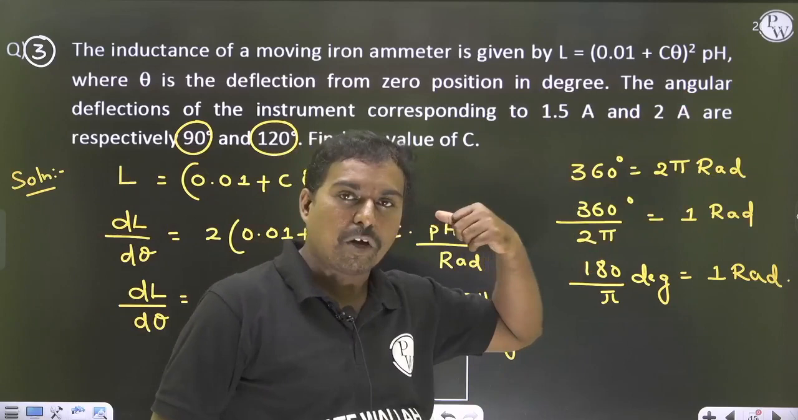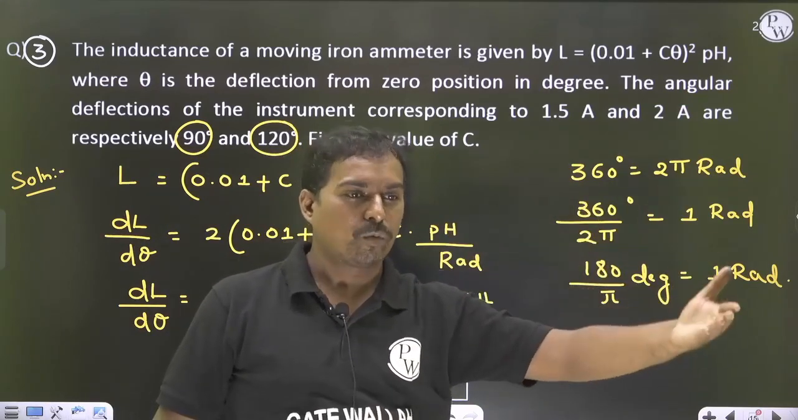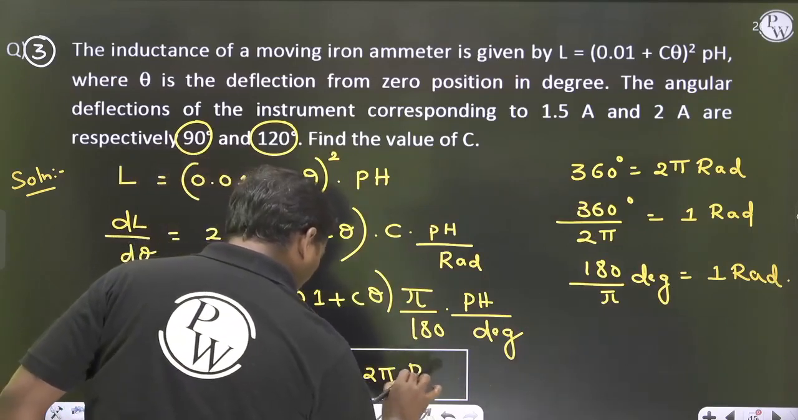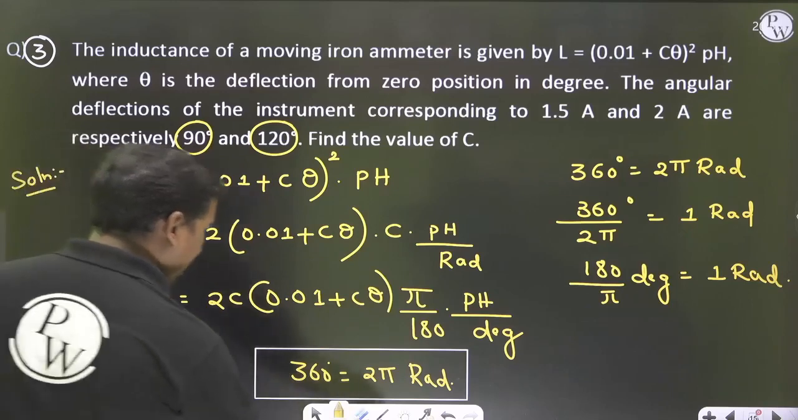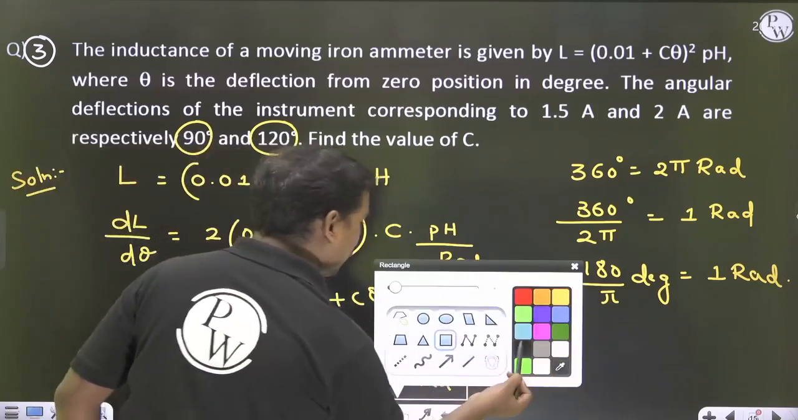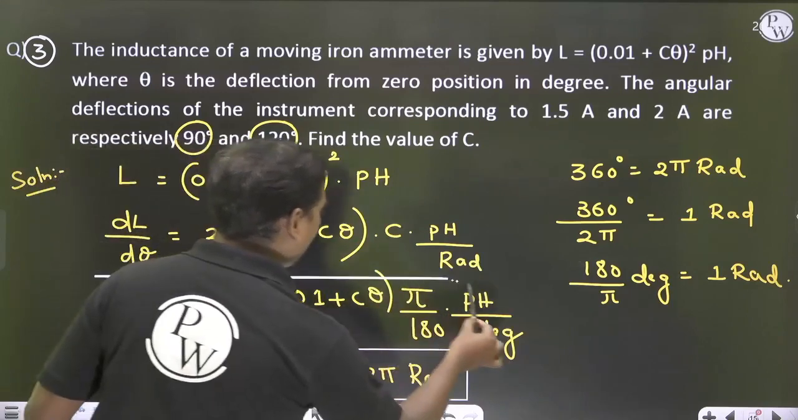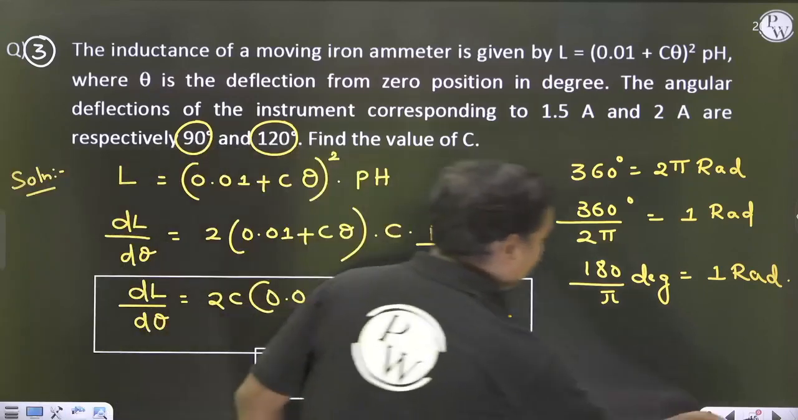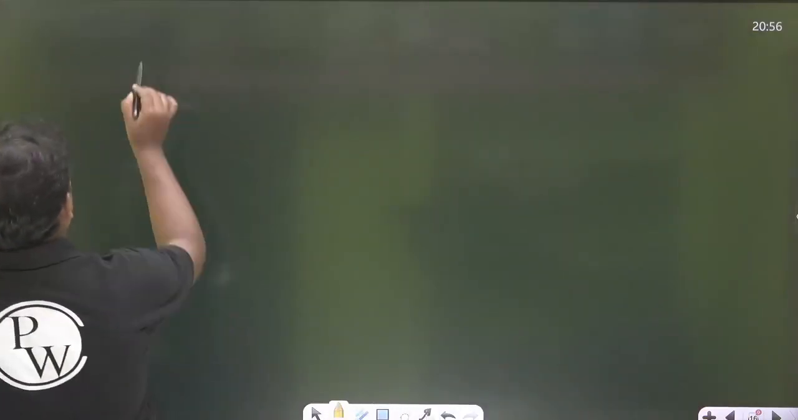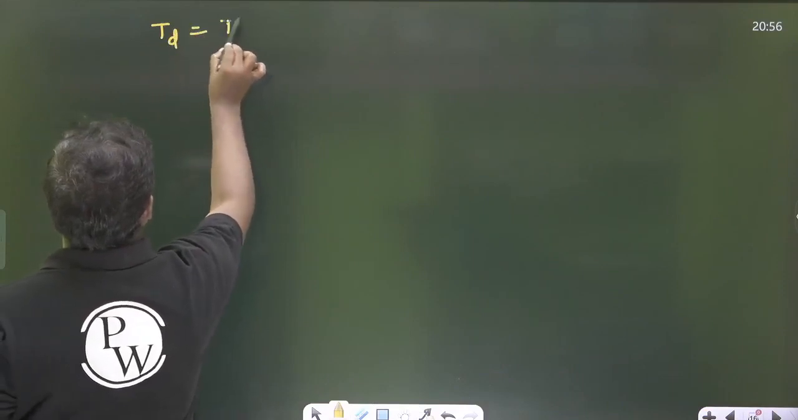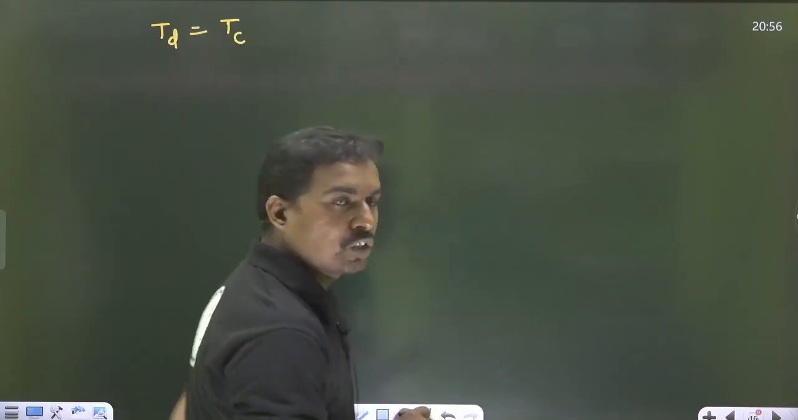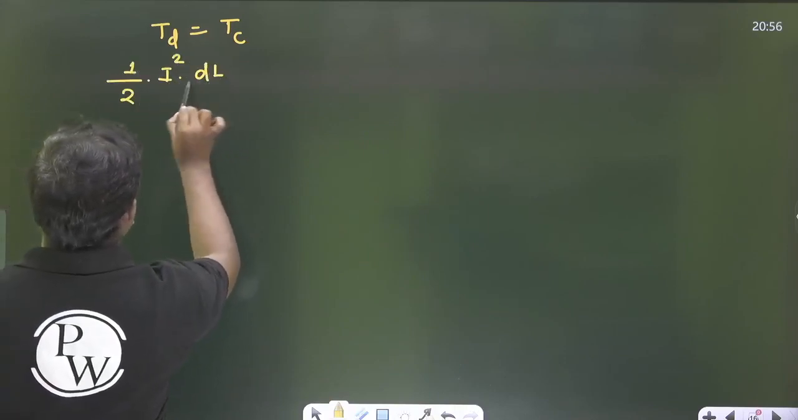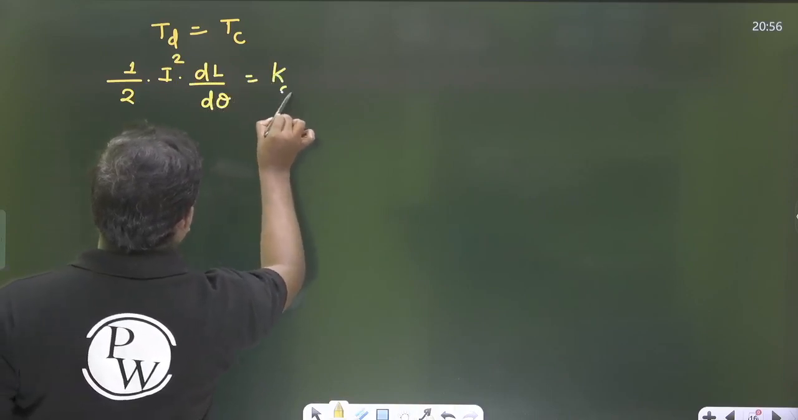So dL by d theta will always be Henry per radian, and this radian you have to convert into degrees. The most important conversion factor here is 360 degrees is equal to 2 pi radians. Now let me take this dL by d theta as my basic expression which I can use further. We know that deflection torque is equal to controlling torque at the steady state of the pointer. The deflection torque is 1 by 2 I square into dL by d theta, equal to Kc into theta.